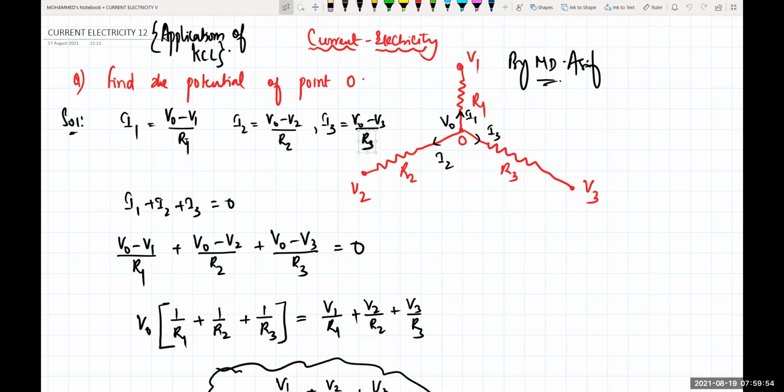Okay, sir. Then what is the total current? I1 plus I2 plus I3 will be equal to 0. So the I1 value is substituted here: V0 minus V1 divided by R1 plus the I2 value, V0 minus V2 divided by R2, plus the I3 value, V0 minus V3 divided by R3. That will be equal to 0.